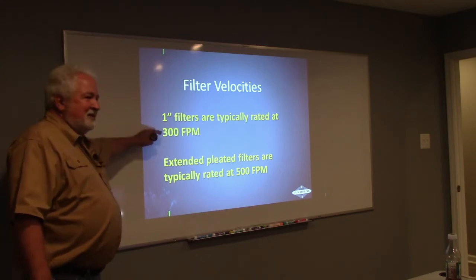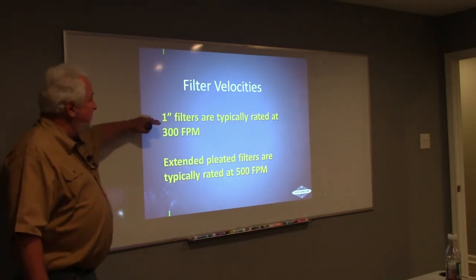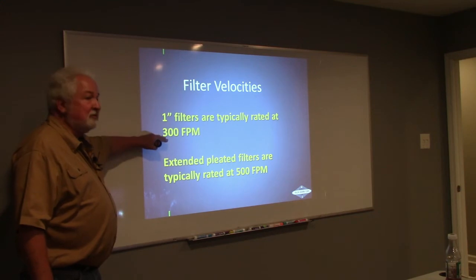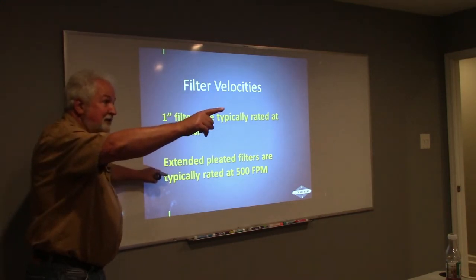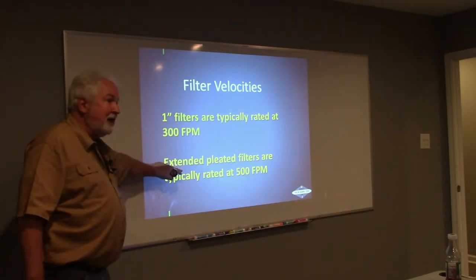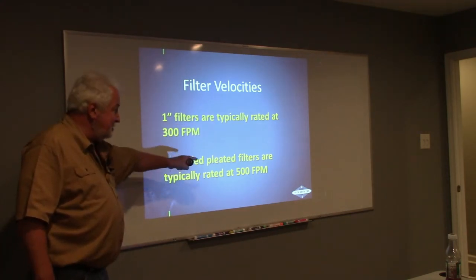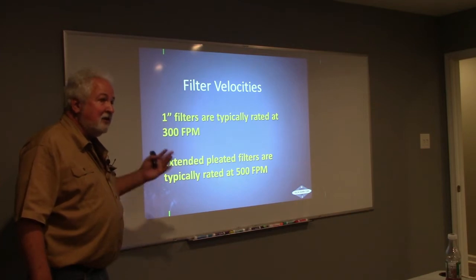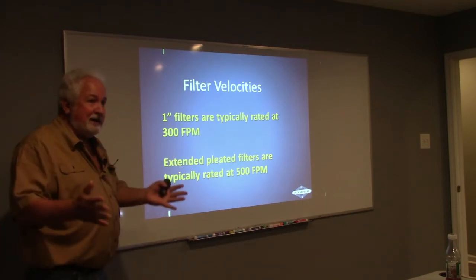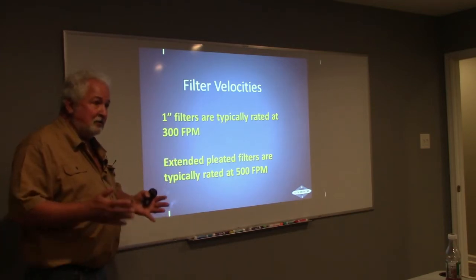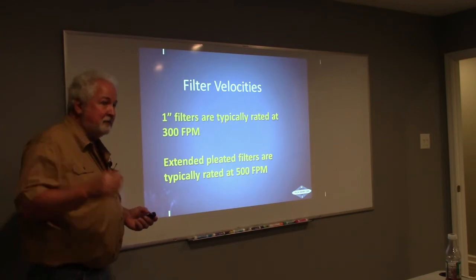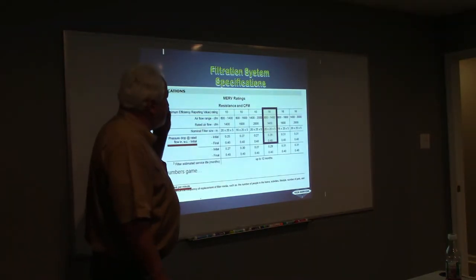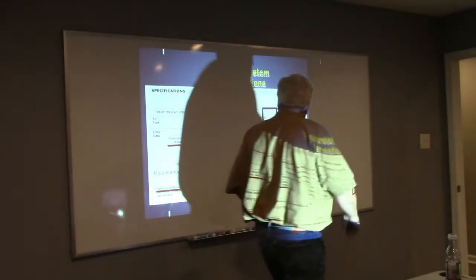We all know. So here's the deal. 1-inch filters, 300 feet per minute. Your filters at the units, typically height times width times 3 gets you about 500 feet per minute. Anything over 1 inch, they're rated differently. So they're designed to catch it at 500 feet per minute. Cool? All right.